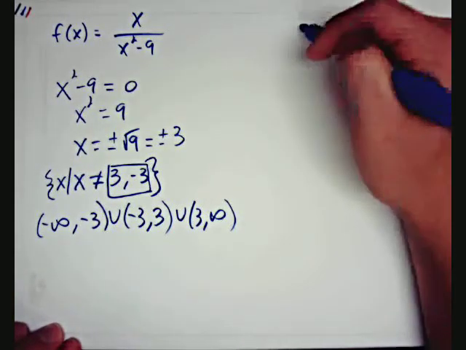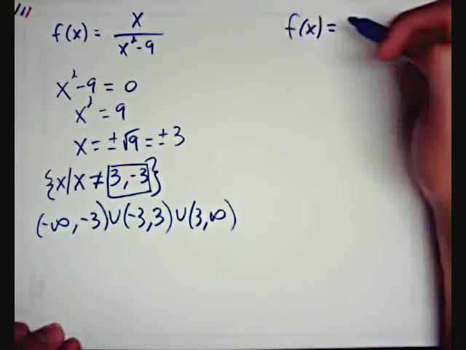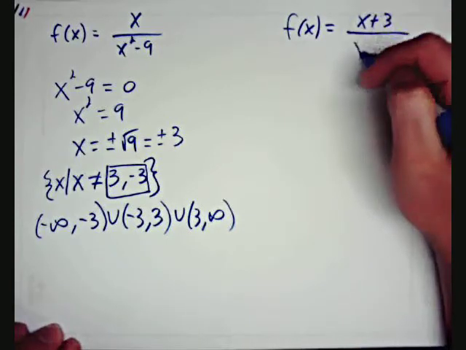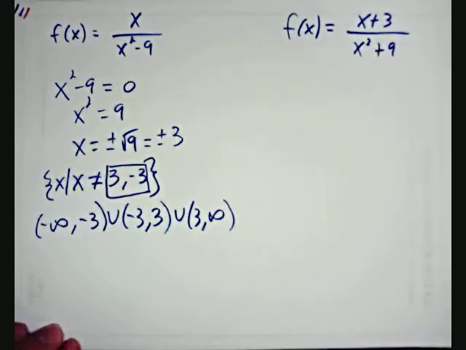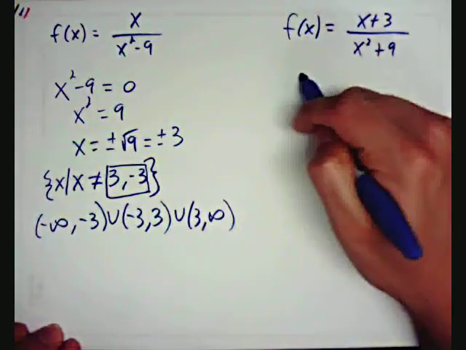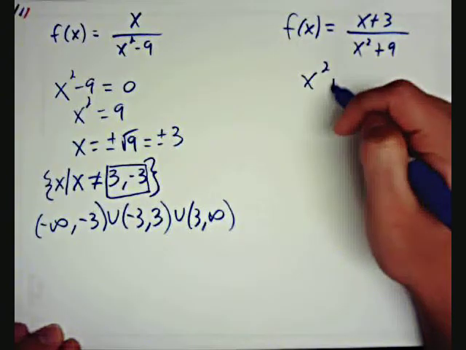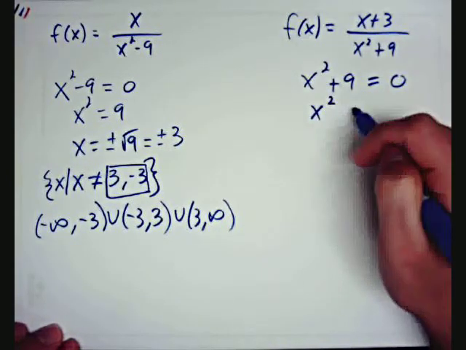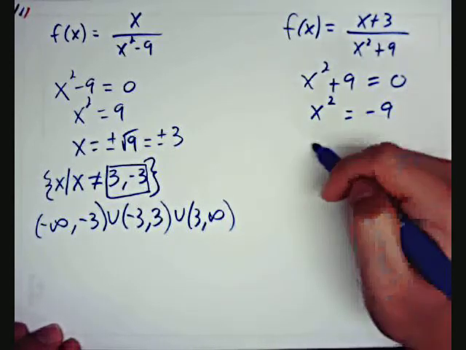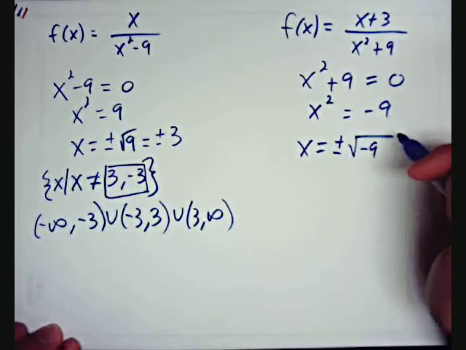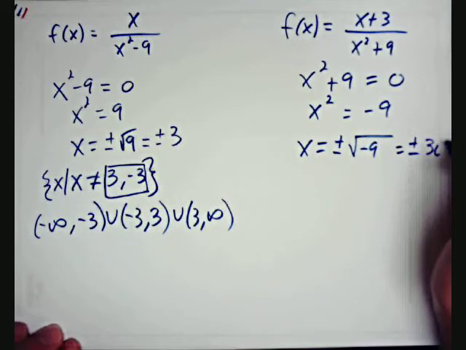B, f of x equals x plus 3 over x squared plus 9. Okay, so if we find the x values that make this denominator 0, we have x squared plus 9 equals 0. If we try to solve this the same way, x squared equals negative 9, x equals plus and minus the square root of negative 9. And the square root of negative 9 is 3i.